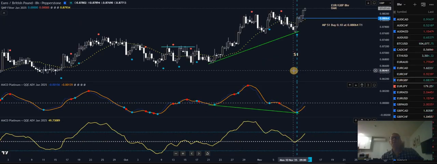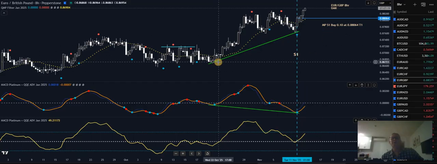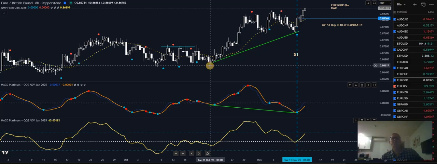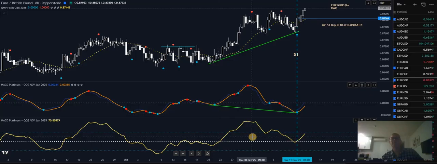Euro pound in a buy here. It's an MP buy, just based on the hidden bullish divergence marked by the green lines. You know, I go on about hidden divergence. I know it's a little bit tricky to spot, and I say this in lots of videos, but it's certainly worth your effort to learn how to spot it. It works a lot of the time.